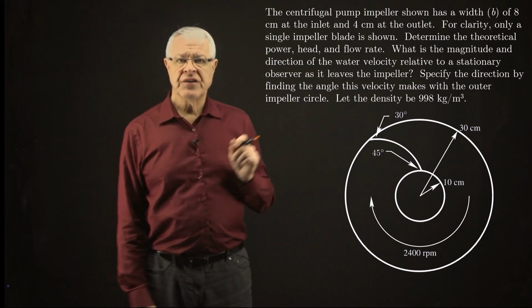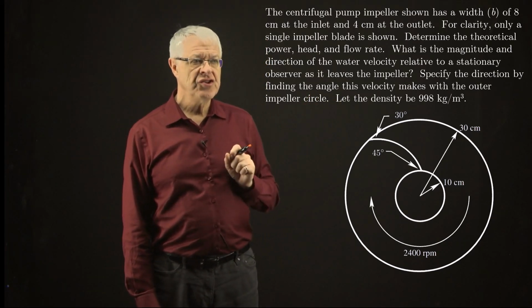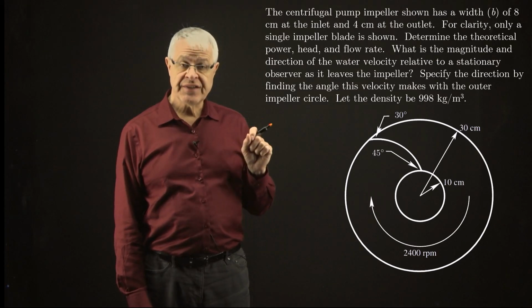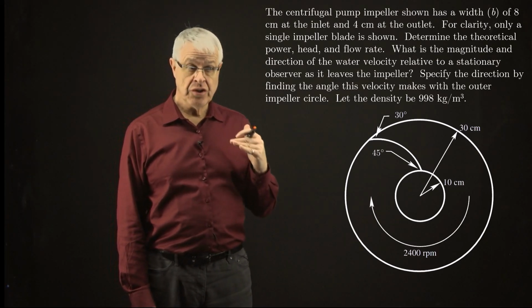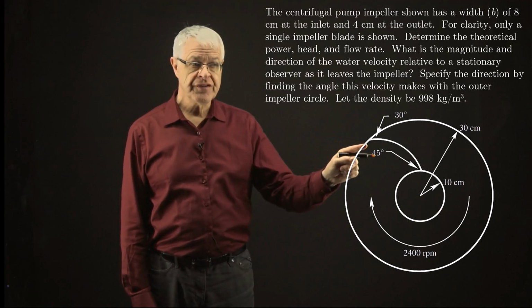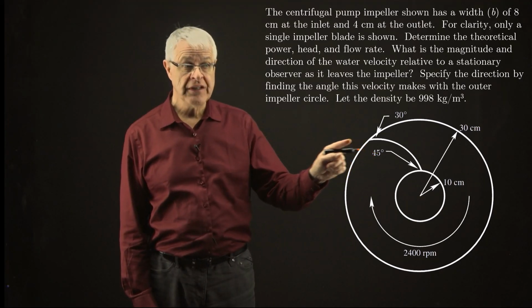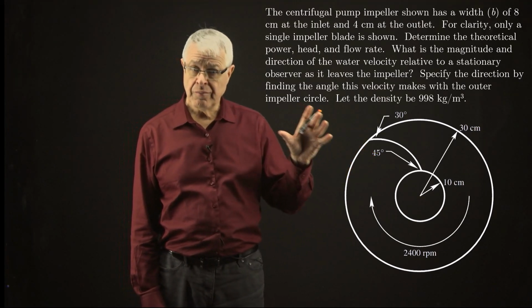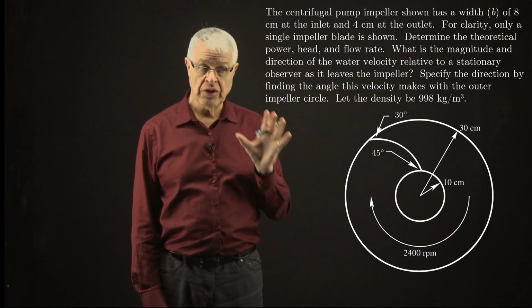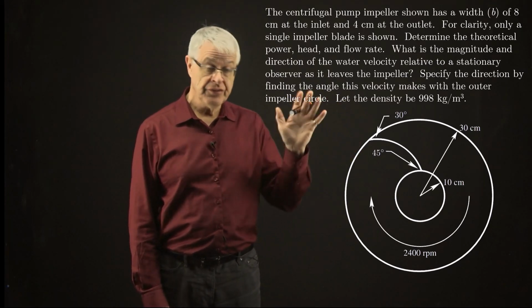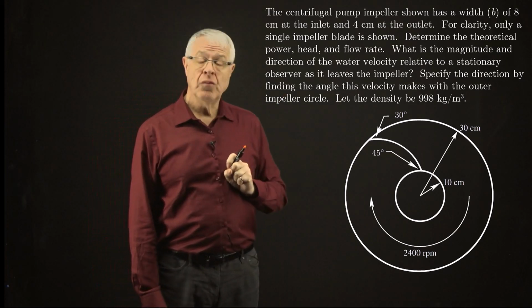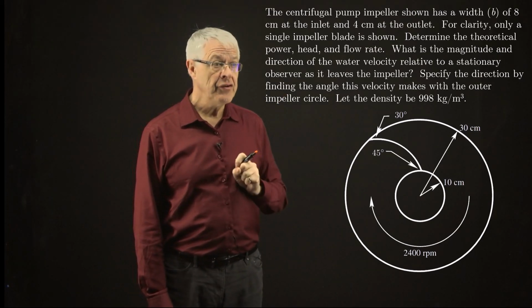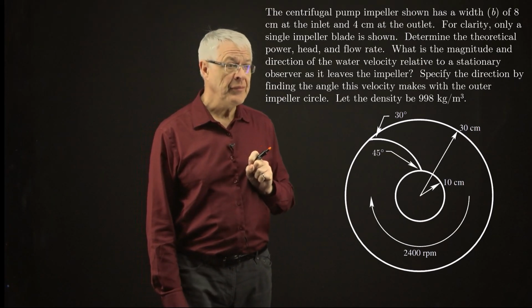Now the other thing we're asked for here is the magnitude and direction of the water velocity just as it leaves the impeller with respect to a stationary observer. So the point we're interested in there is right here. As the water leaves the impeller, what is its magnitude and direction relative to a stationary observer, not relative to the rotating impeller. All right, and also the water density is given there, 998 kilograms per cubic meter.